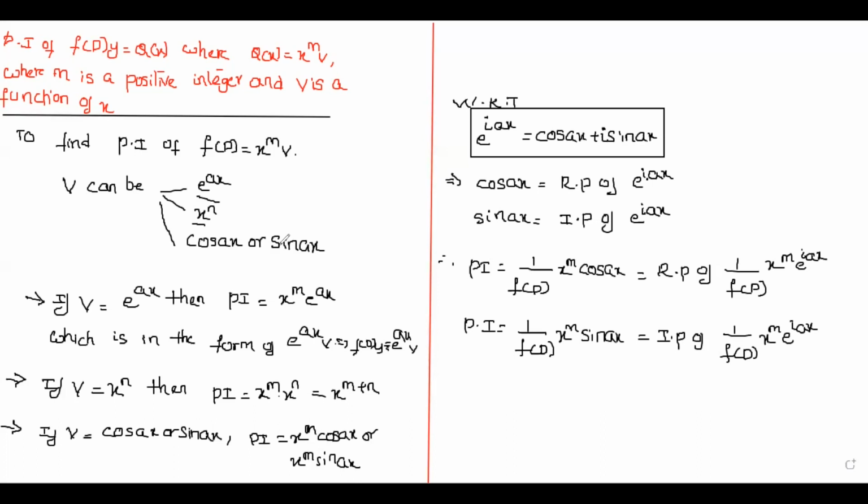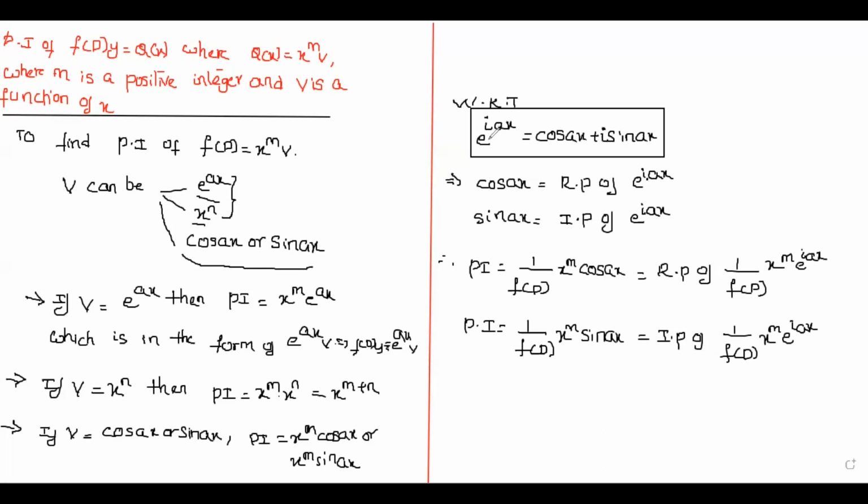So we are considering only the condition where v can be cos ax or sin ax. In both the other conditions, we know the procedure. Means for e power ax and x power n, we know how to solve the particular integral. So now we are concentrating only on the conditions where v is a function of cos ax or sin ax.